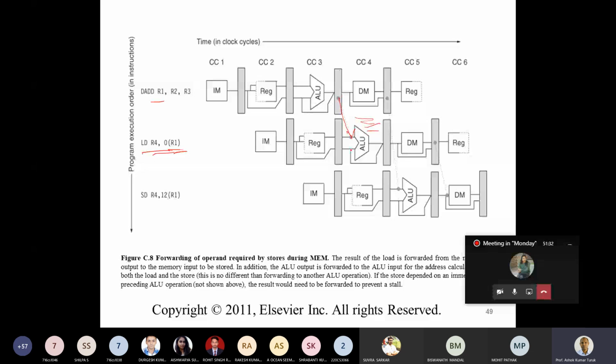Let's look at the store instruction. The store instruction has read the register R4, but if you look at the load and the store, there is a data dependency between the load and store instructions. But what it has read is something that was there in the register R4, and that is also not a deterministic one.